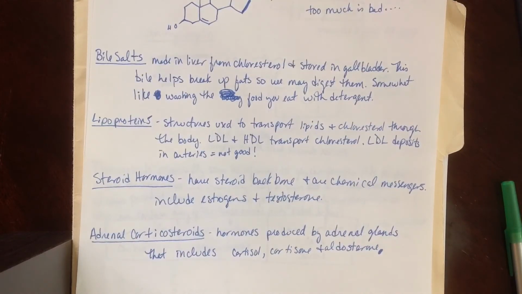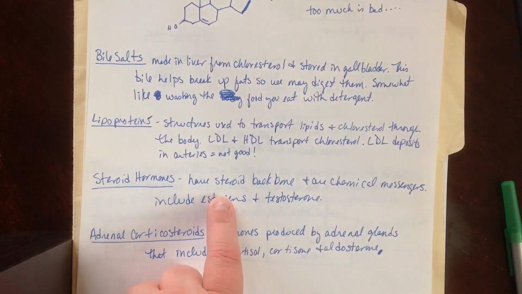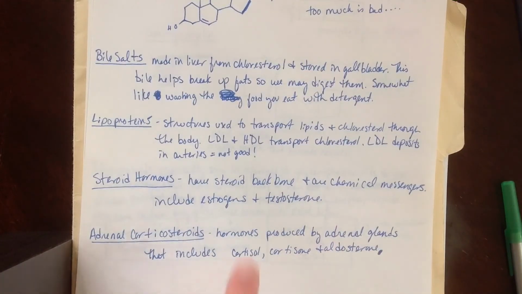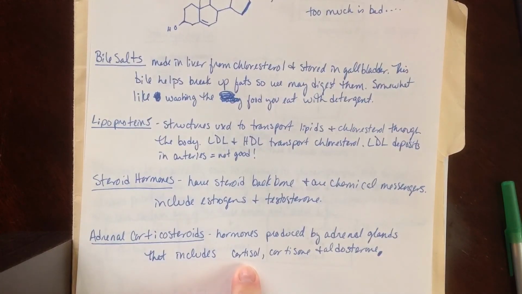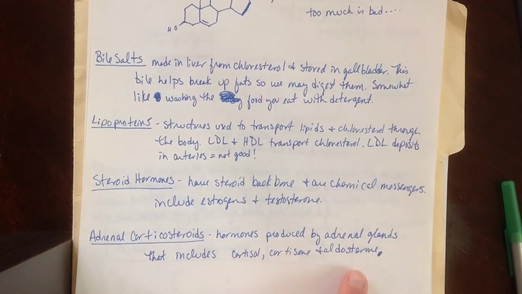Okay. Next, we have steroid hormones. These things have steroid backbones and they're chemical messengers. So these are things like estrogens and testosterone, and that's why steroids affect your body so much, is that that's actually dealing with your hormones and how you feel and pushing you to do certain things on a fundamental level. And finally, we have adrenal corticosteroids. So these are hormones produced by the adrenal glands. You should know where those are, I'm hoping. This is things like cortisol, cortisone, and aldosterone.